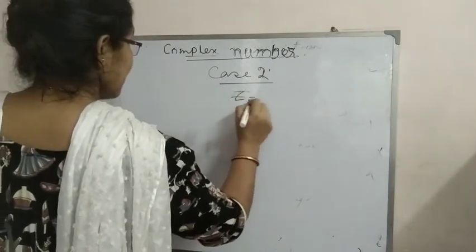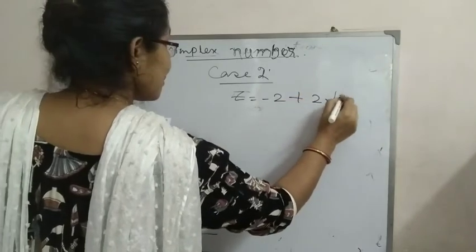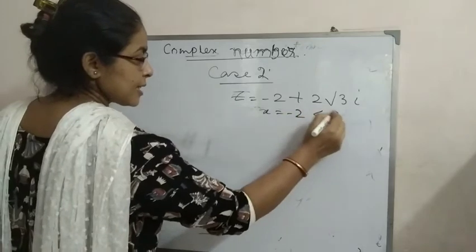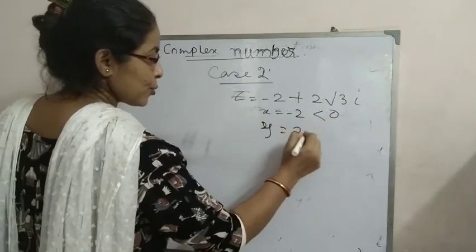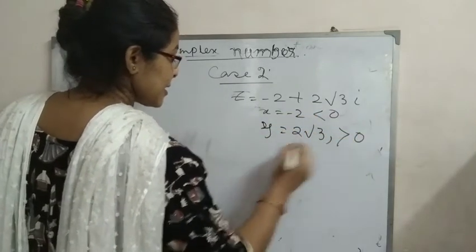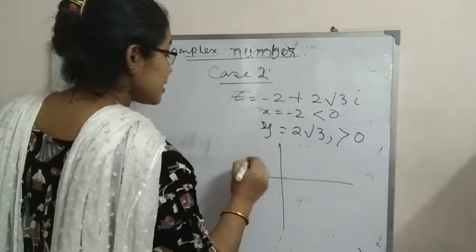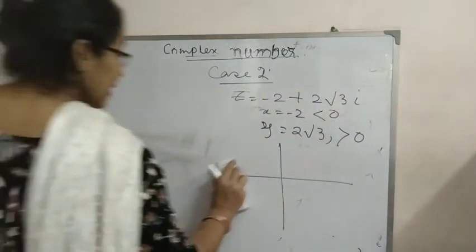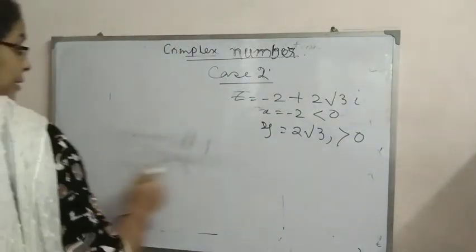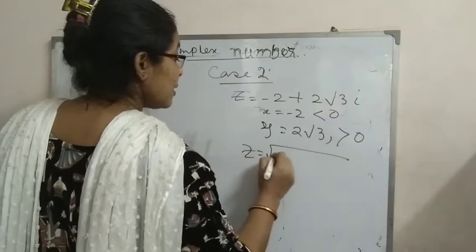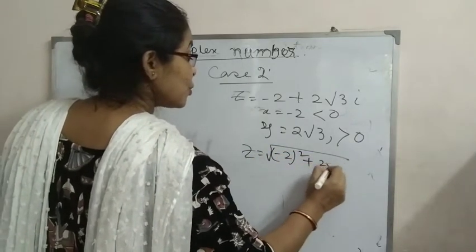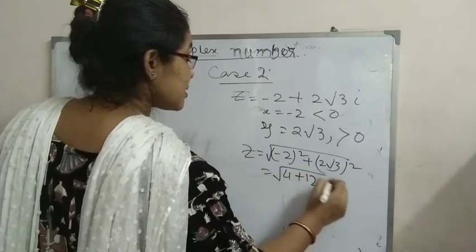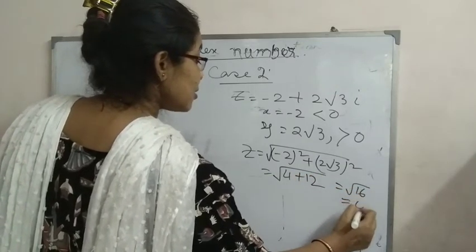If z equal to minus 2 plus 2 root 3 i, then here x equal to minus 2, that is less than 0, and y equal to 2 root 3, that is greater than 0. Here this point P lies in the second quadrant. And modulus z equal to root over minus 2 whole square plus 2 root 3 whole square, which is 4 plus 12, which is 16, which is 4.